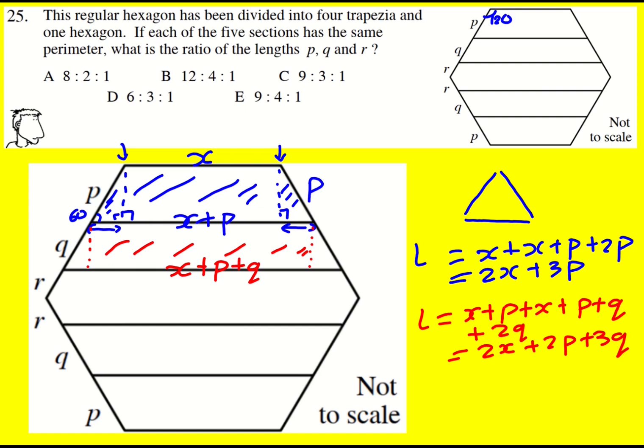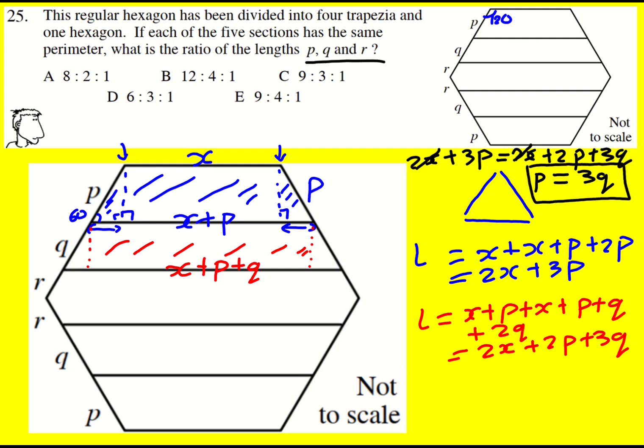And at this point, I'm going to take a look at equating them. I can write down that 2x plus 3p equals 2x plus 2p plus 3q. Cancel out the two x's, minus 2p from both sides, so p is going to equal 3q. Let's put a little box around that, because remember, we're interested in the ratio, so we just found out that p has to be 3 times as much as q.